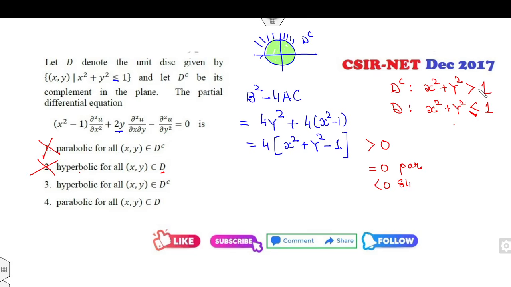Hyperbola when it's D complement. When x square plus y square is greater than 1, this number is always greater than 0. Yes, it's a hyperbola. Parabola in the D for all, it is not true because if I choose x square plus y square strictly less than 1 in the D, at this point it is elliptical. So for all is the wrong answer. If instead of all it were for some, then it is the right answer. But instead of for all, the right answer is C, my correct option.